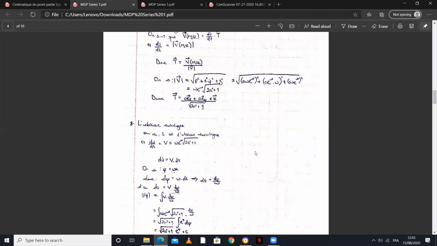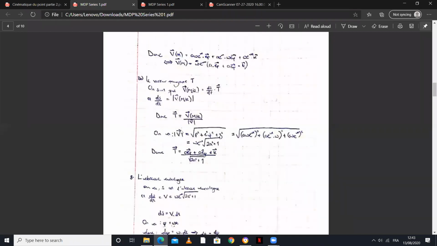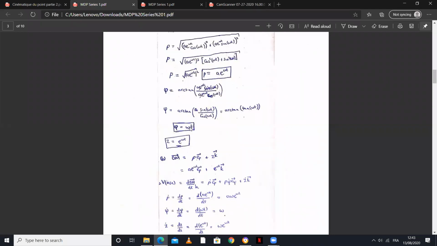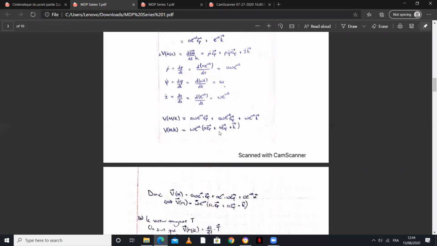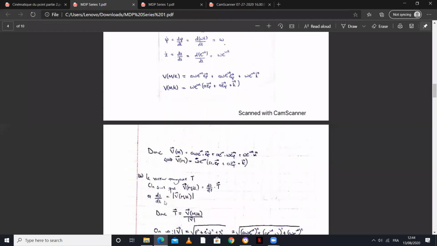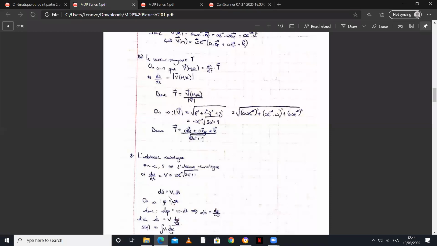That's why we went up here. At the very beginning, we found that phi was equal to omega t. Phi is equal to omega t. So we can use this expression here to change the variable, okay? So phi is equal to omega t. And here we have s is equal to the integral of v dt, okay? But we don't want to have dt here, we want to have d phi.